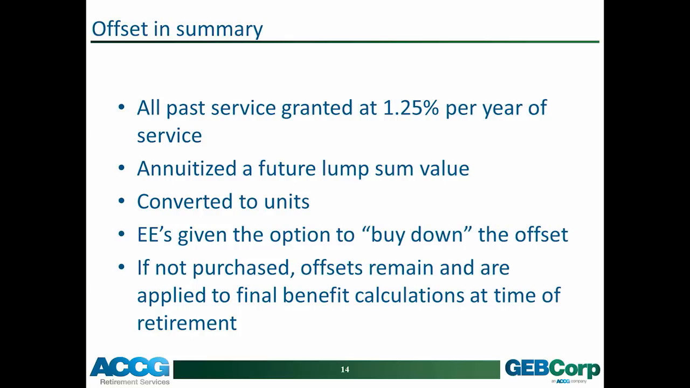And they said that account balance will provide X dollars a month for life in a lifetime annuity, okay? And then they created what's called an offset. They converted that monthly amount, that annuity, into what are called units. It's an actuarial calculation that the actuary did at that time, okay? And then they came to you with a piece of paper and said, here's how many units you have.